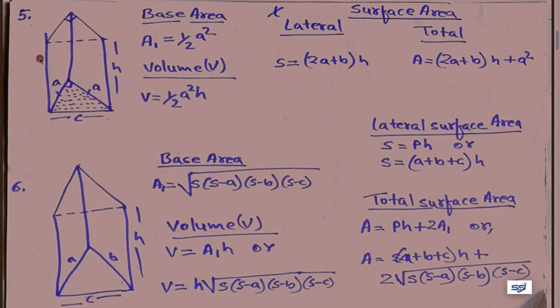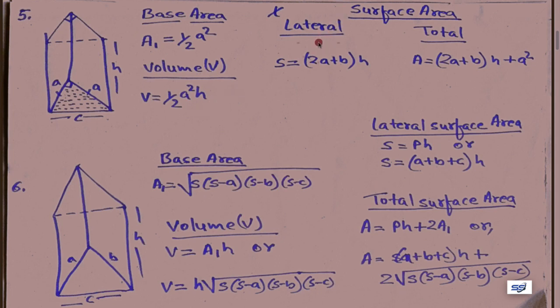In figure 5 a prism is given, and we have to find base area, volume, lateral surface area, total surface area of this prism using different formulas. See here, base area. To find the base area of this prism, we'll use the formula A is equal to half A square. Now, to find the volume of this prism, V is equal to half A square into S.